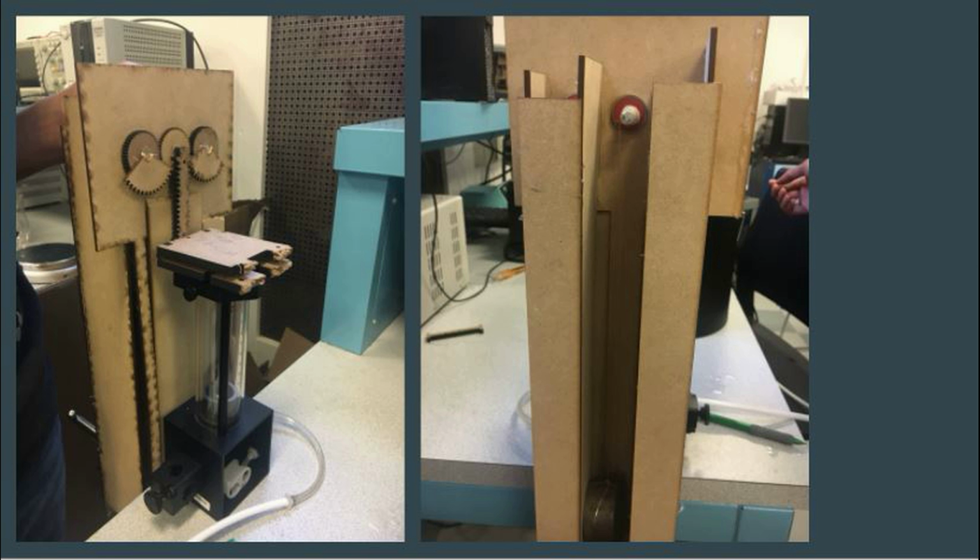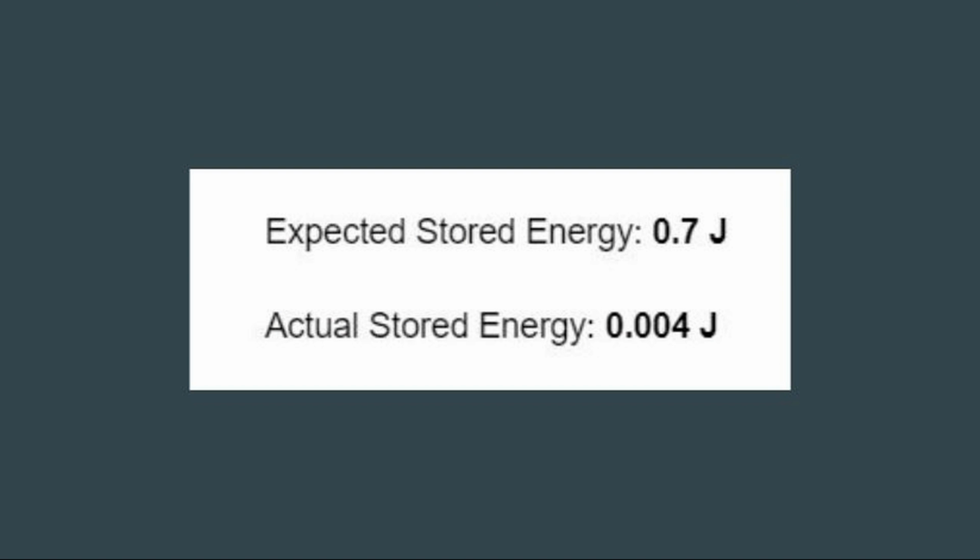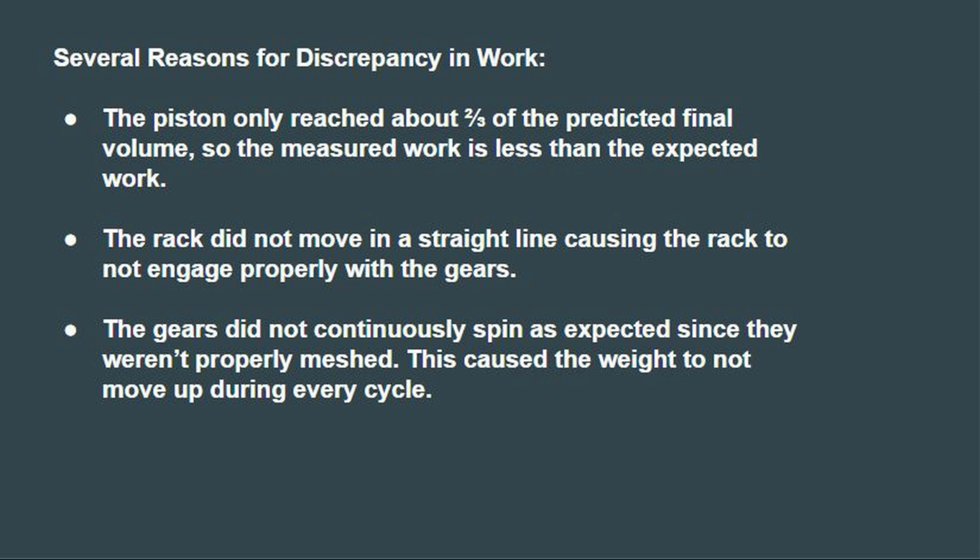In the end, we are forced to go with a system that operates only through one engine cycle. The rising piston turns gears that rotate a spool of thread to raise a mass. We raised a 400-gram mass 1 centimeter in height for a total of 0.004 joules of work. This deviates a lot from our predicted 0.7 joules of work, but it makes sense because the geometry of the piston cylinder prevented the air from expanding to its full predicted volume.